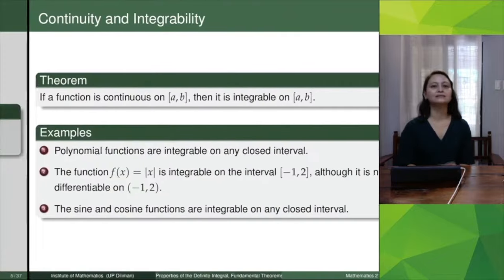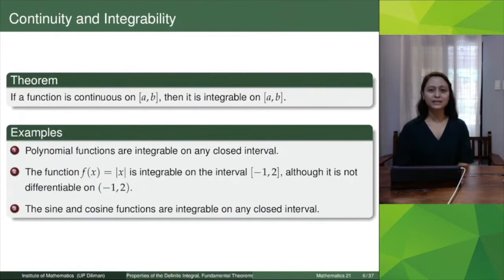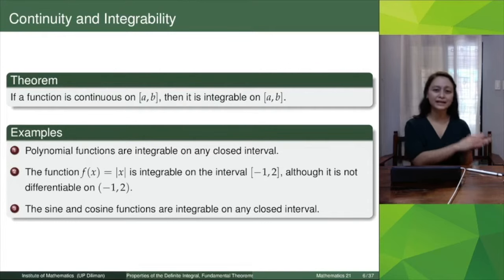Now we look at integrability and continuity. The theorem says that if a function is continuous on a closed interval ab, then it is integrable on that closed interval. So continuity implies integrability. Okay, so what functions have we discussed that are continuous? First, the polynomial functions. We know that polynomial functions are continuous everywhere. Therefore, by this theorem, we say that polynomial functions are integrable on any closed interval.